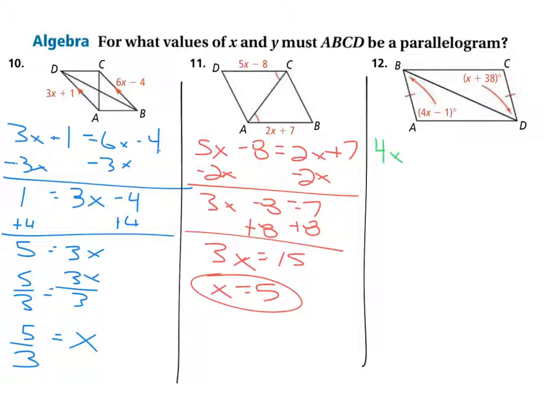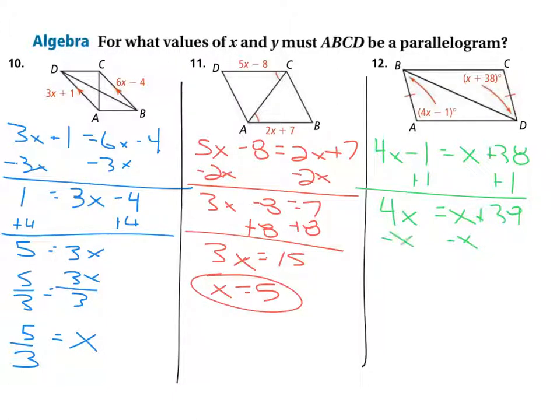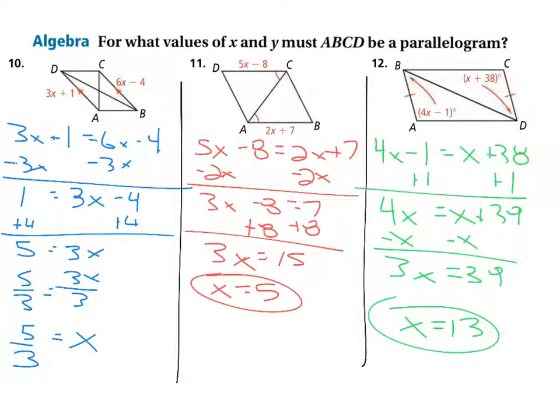So we're going to get 4x minus 1 is equal to x plus 38. Plus 1, 4x equals x plus 39. Minus x, 3x equals 39, or x equals 13. That's it.